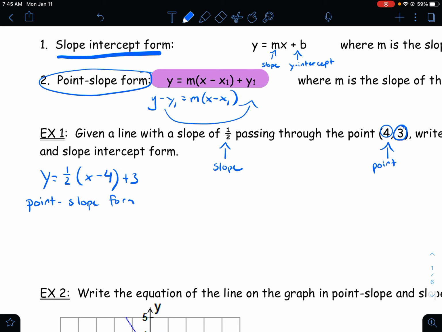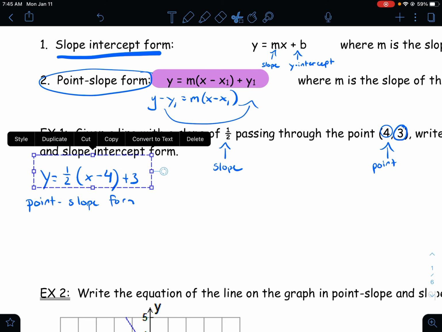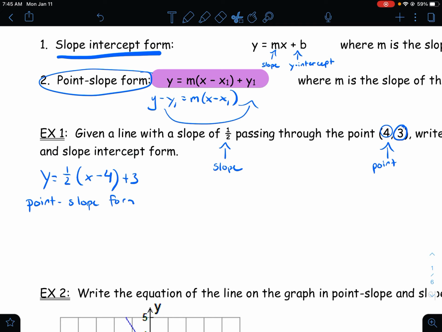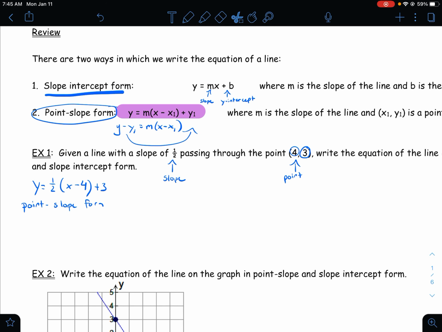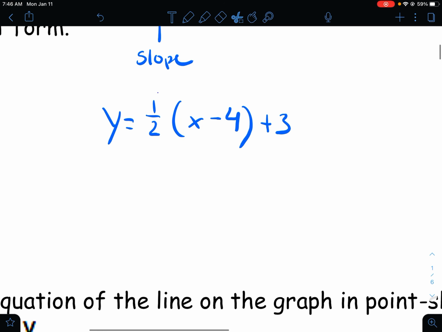All right, but then they also ask for slope-intercept form. An easy way to think about getting it into slope-intercept form is essentially you need to distribute the slope and then combine like terms. So I just copy-pasted what we started with. We need to distribute the slope, which gives us 1/2 x minus 2. And then we still have that plus 3 on the outside.